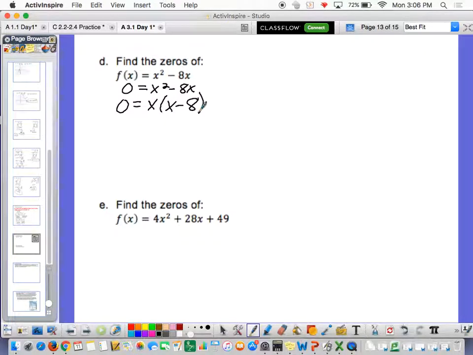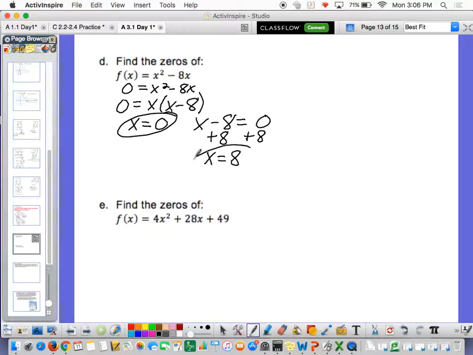So that's nice. And then if you have two things that are multiplied together to equal 0, then you set one equal to 0, and then you set the other one equal to 0. Well, that one's already solved. x equals 0. Woohoo! That one was easy. Or if you add 8, then x is equal to 8. Awesome. Sometimes it really is just that simple.